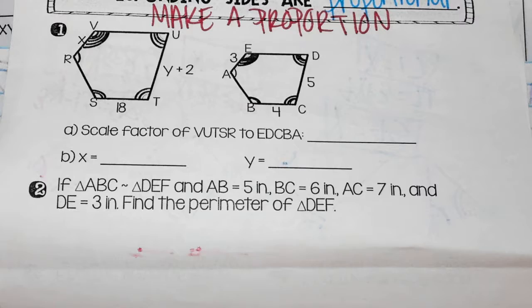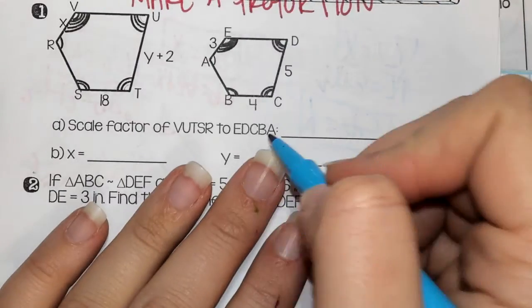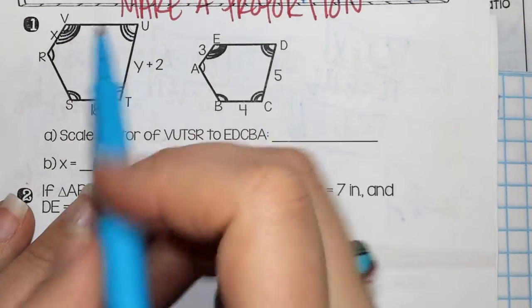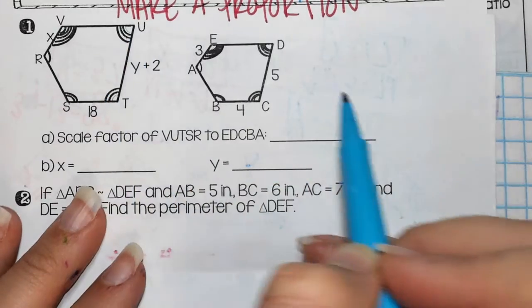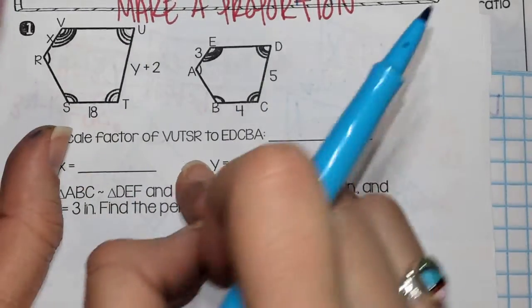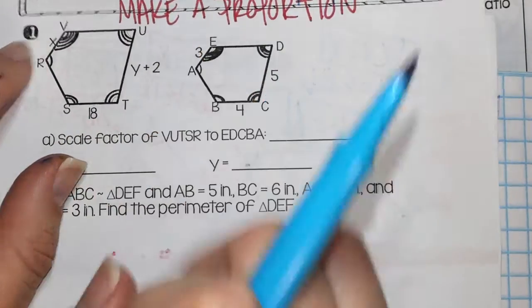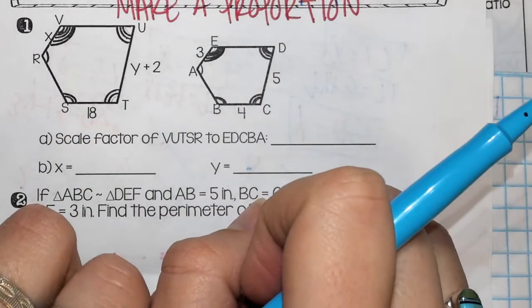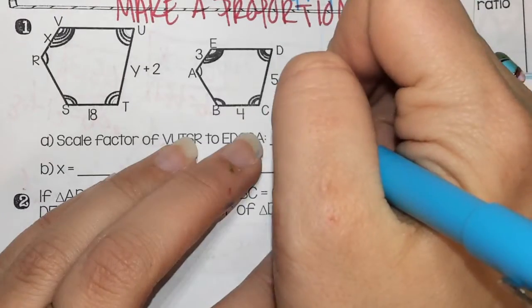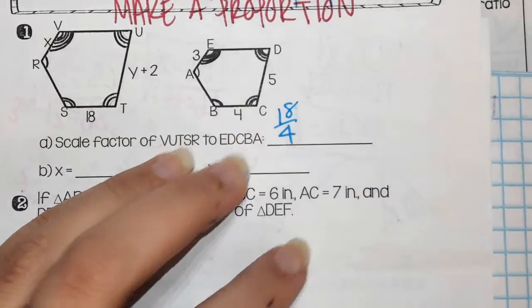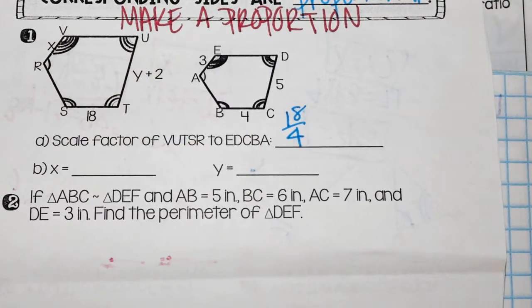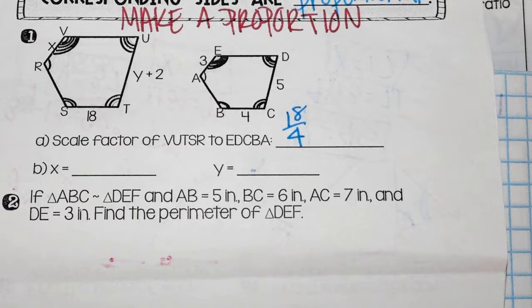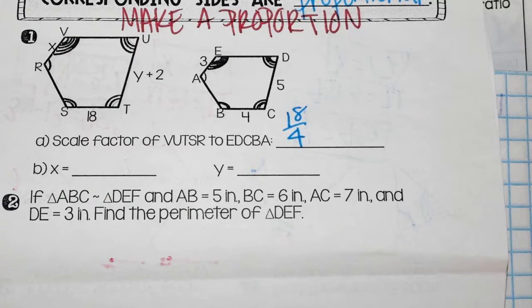All right, now, scale. Number 1 says find the scale factor of this one on the left to this one on the right. Now, it gives us x and 3. Those are corresponding. We can't use that. It gives us y plus 2 and 5. Those are corresponding. We can't use that. But we can use 18 divided by 4, which is going to be a decimal, right? So we're going to reduce it.